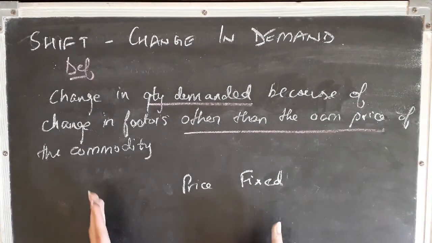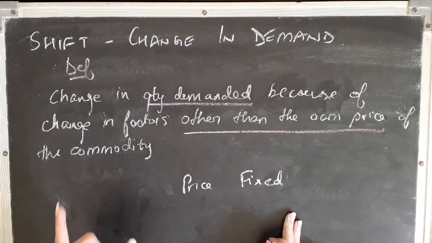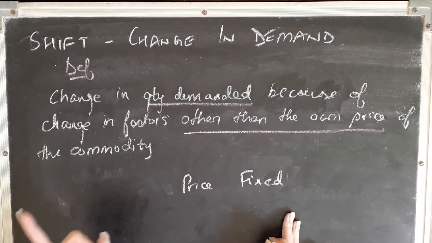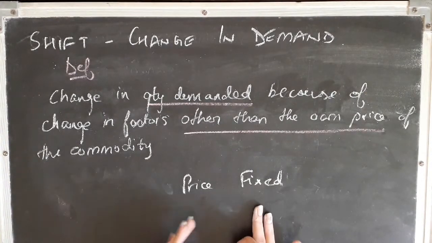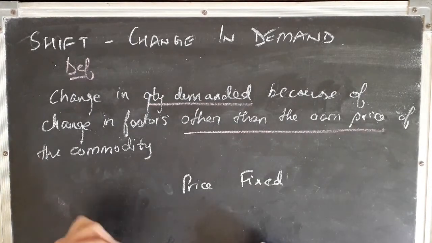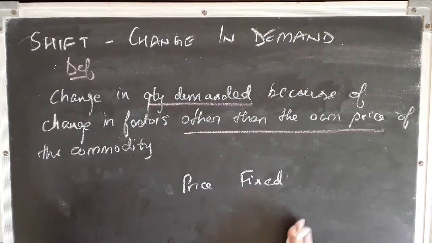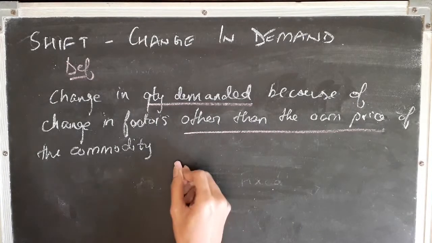So we understand that there is a difference between a shift and a movement along the demand curve, because in the movement it is the price that is changing and all other factors affecting demand are remaining constant. But in the shift of the demand curve, it is the price that is fixed, but one or two or maybe more of the factors affecting demand are changing.